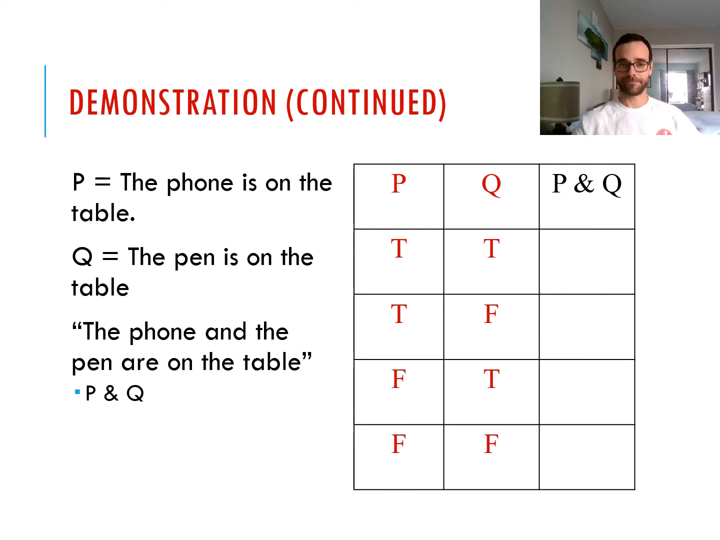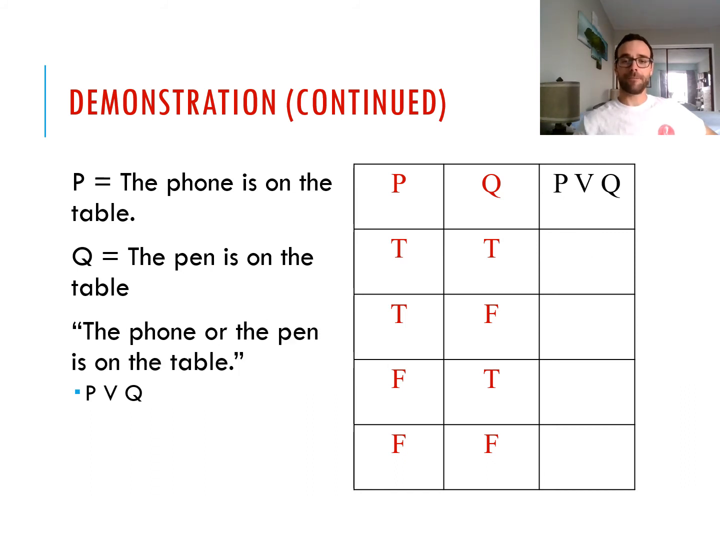So with a conjunction, if I were to make the complex proposition, the phone and pen are on the table, as expressed before, this is only going to be true when both simple propositions are true. So in the top row, in row 1, we would see the complex proposition as being true. In each other row, the complex proposition is going to be false. Because essentially, if one component of a conjunction is false, then the complex proposition as a whole is going to be a lie. So our table for a conjunction will look like this.